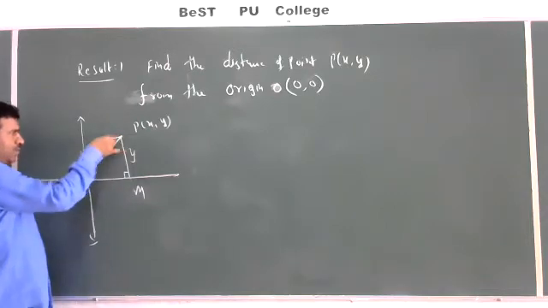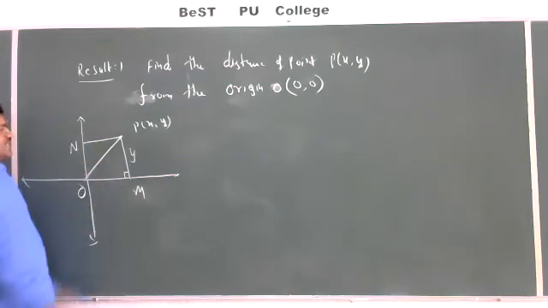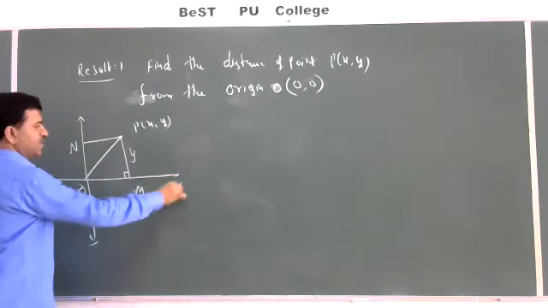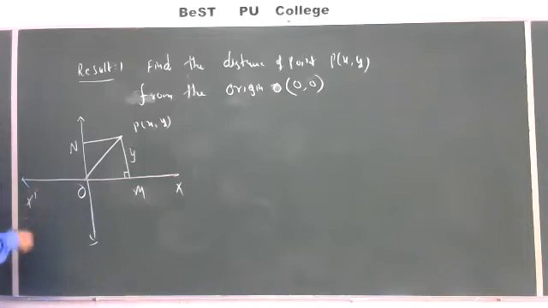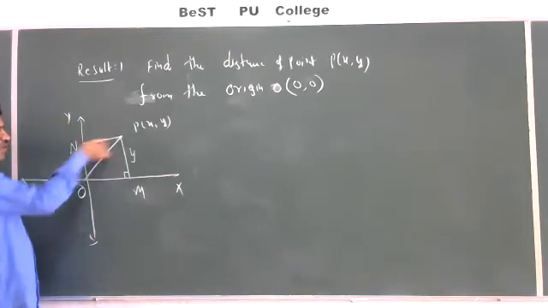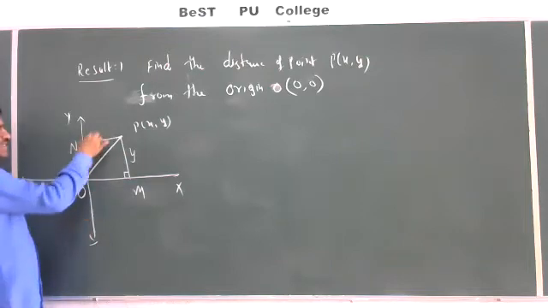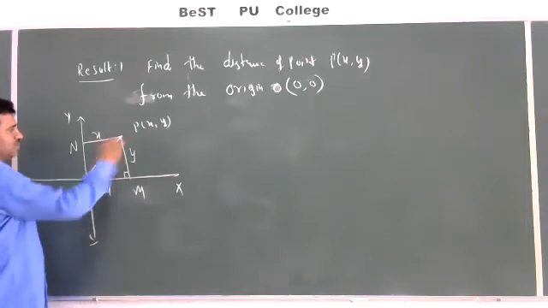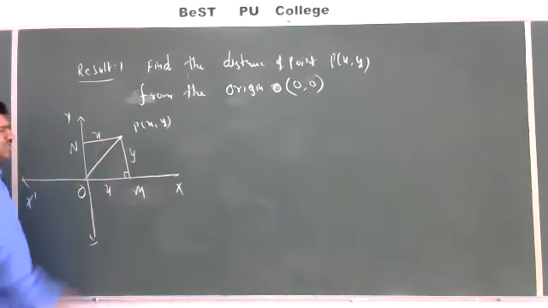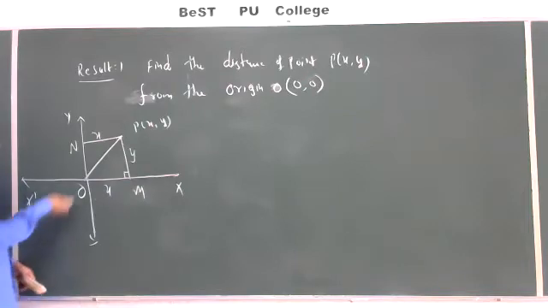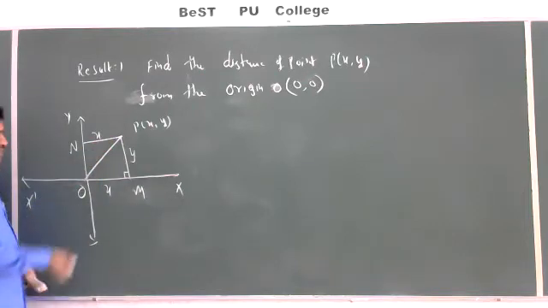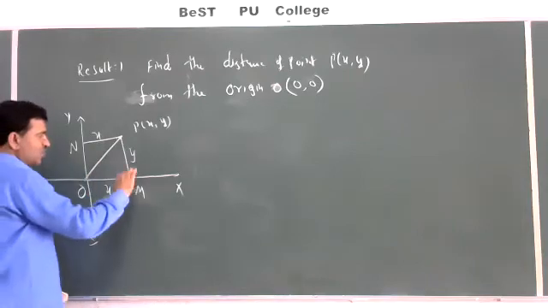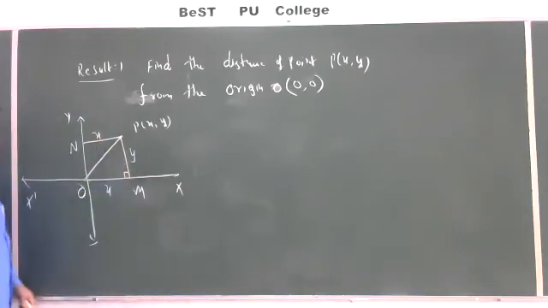And draw PN perpendicular to the y-axis. The perpendicular distance of the point from the y-axis is always the x-coordinate, that is x. So OM is the same. Here PN is equal to OM, that is x. Now listen to me here. We require the distance OP. So assuming OMP is a right angle triangle.